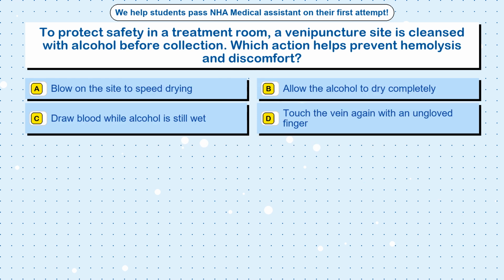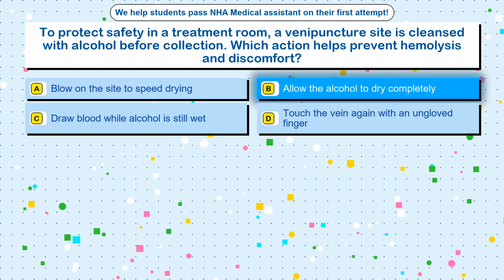Question 75. To protect safety in a treatment room, a venipuncture site is cleansed with alcohol before collection. Which action helps prevent hemolysis and discomfort? Option A. Blow on the site to speed drying. Option B. Allow the alcohol to dry completely. Option C. Draw blood while alcohol is still wet. Option D. Touch the vein again with an ungloved finger.